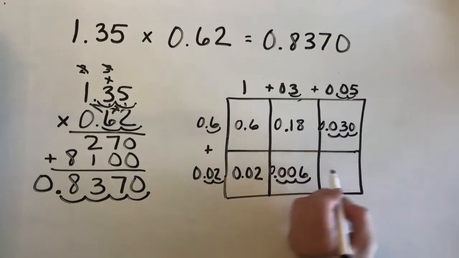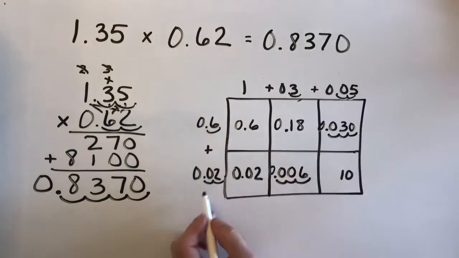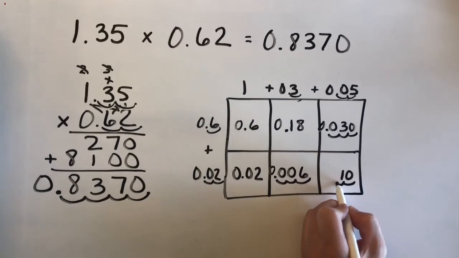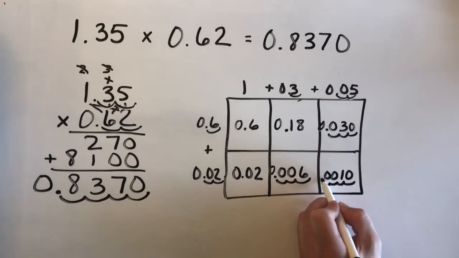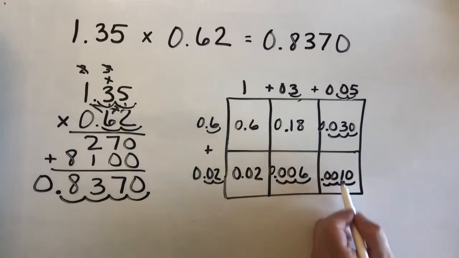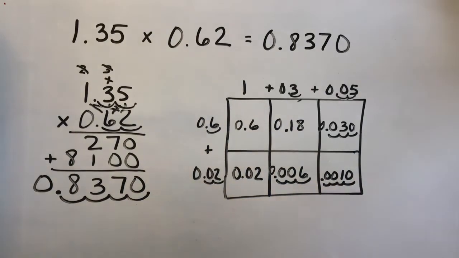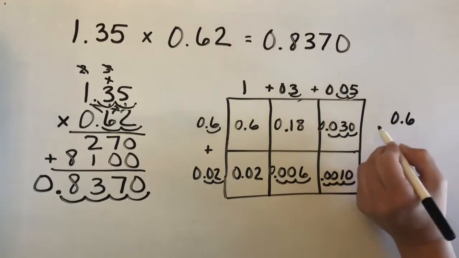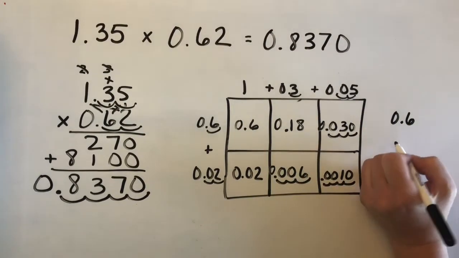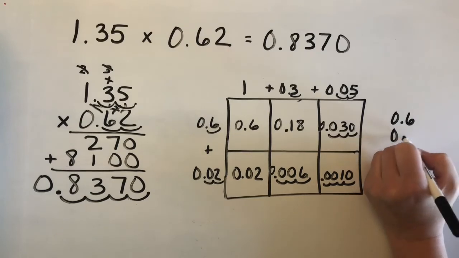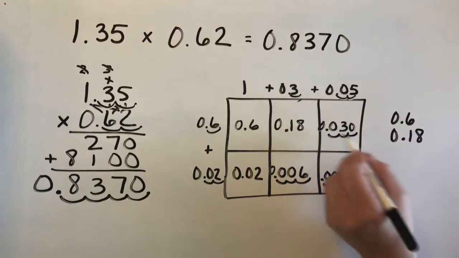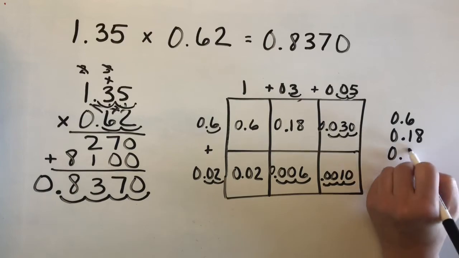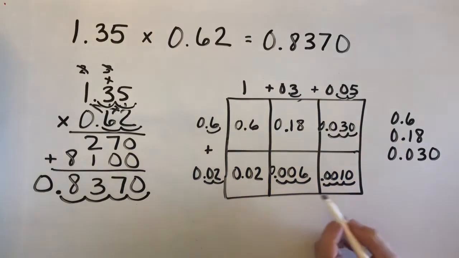And then 5 times 2 is 10. This has 2 places, this has 2 places, so I need to move it 4 altogether. So this is actually 1 thousandth or 10 ten thousandths. Then same thing, we add all those numbers up. So it would be 6/10. Make sure you line up your decimal places when you are adding them, or obviously your numbers are going to get really confusing.